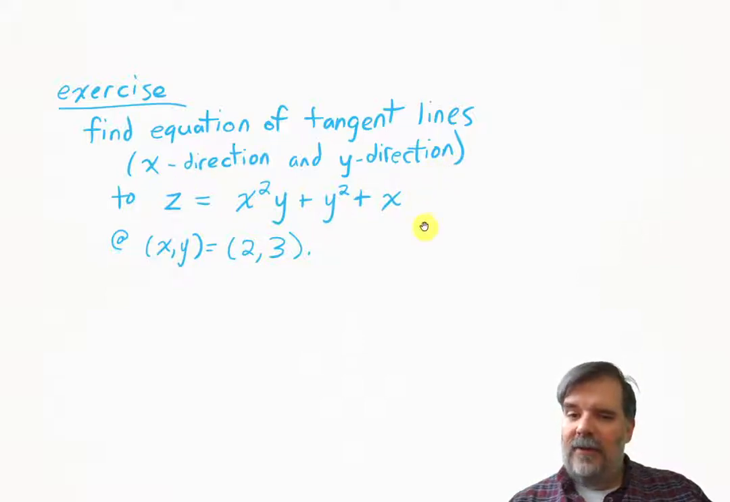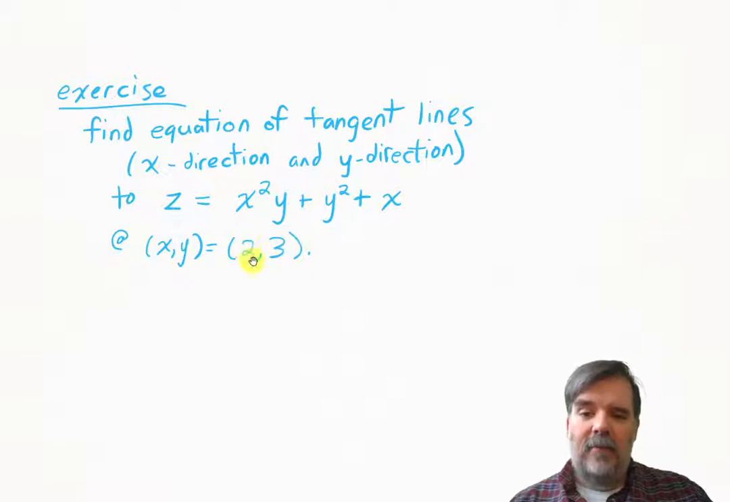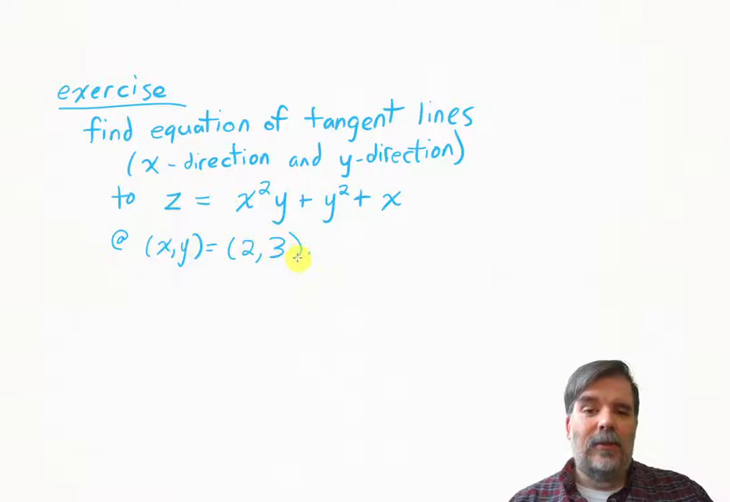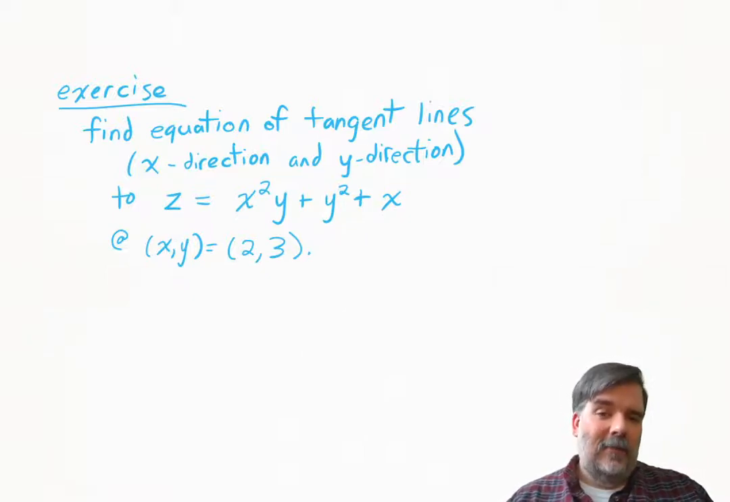So you'll need to calculate the partial derivatives dz/dx and dz/dy. You'll need to evaluate them at this point. That'll help you find your slope vectors. You'll also need to evaluate this original function at the point (x, y). That helps you find a point on the tangent lines. And then you should be able to write down the equations of the tangent lines, following the same pattern as the earlier examples in this lesson. And that is how you write down the equation of a tangent line for a multivariable function.